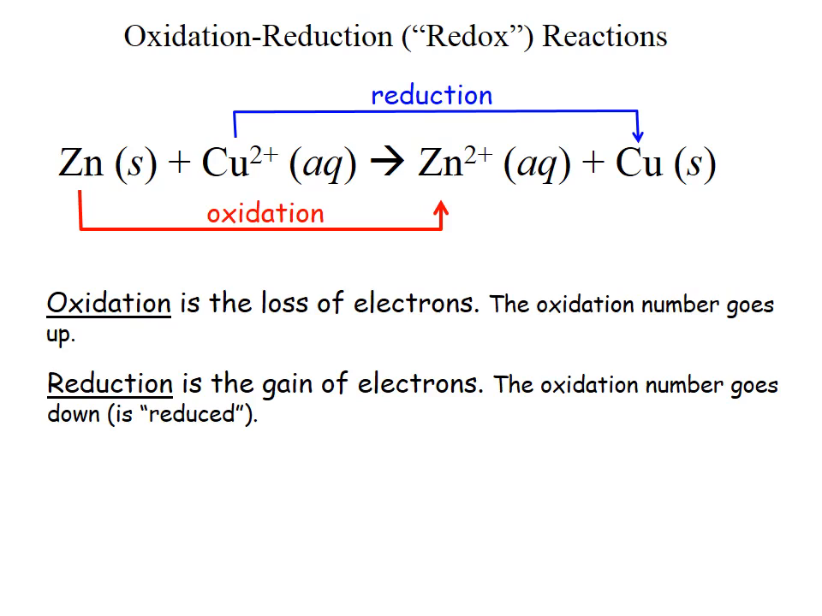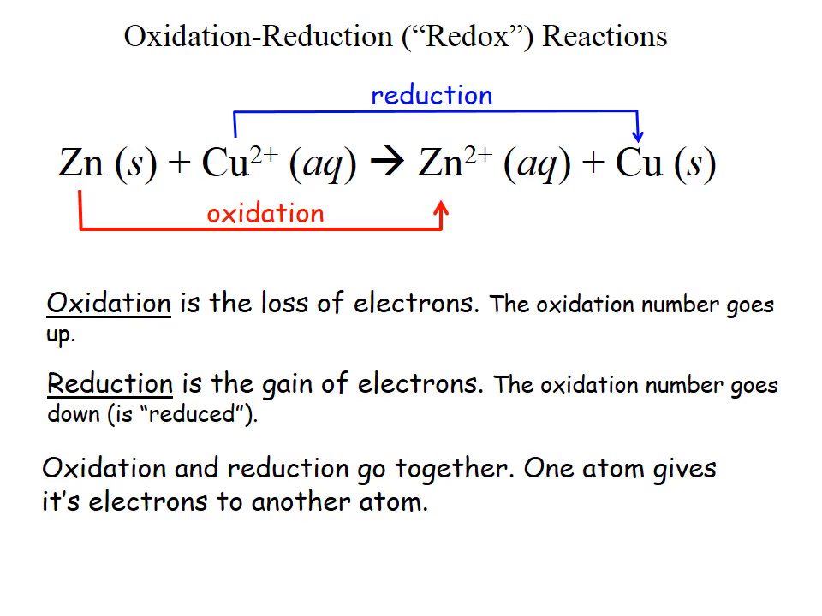Now it's kind of important that you understand that in an oxidation reduction reaction, the full reaction involves a transfer of electrons. And so you cannot have an oxidation, which would be a loss of electrons, without having a corresponding reduction. Those electrons have to go somewhere. So if something's being oxidized, something else has to be reduced, and vice versa.